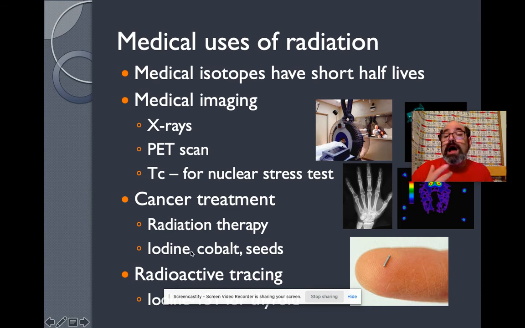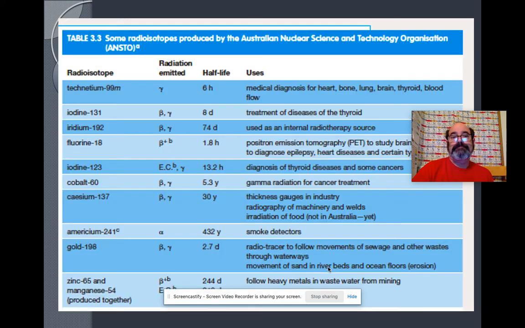Or for a thyroid problem, you take radioactive iodine, which is iodine-131, which goes to your thyroid and will radioactively decay in your thyroid and kill the thyroid cancer cells. And of course, they also have cobalt and these little seeds. If you have prostate cancer, they can insert one of these little seeds into your prostate, which will radioactively kill the prostate cancer without having to go through surgery. Isn't technology great?